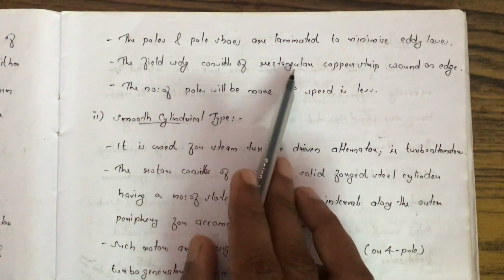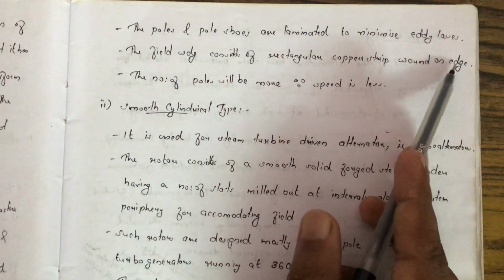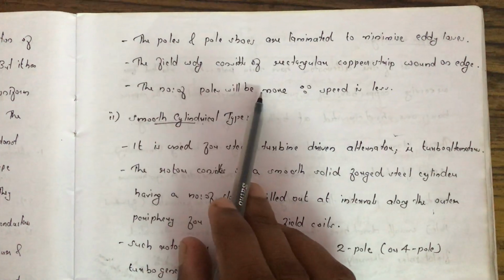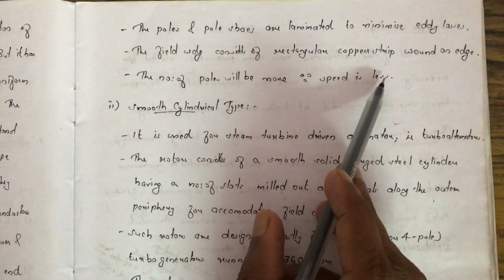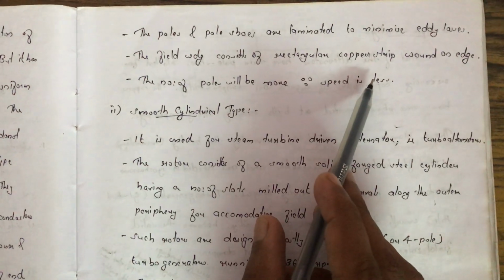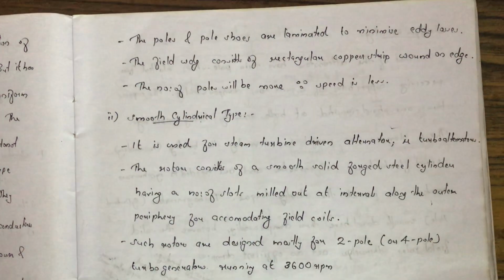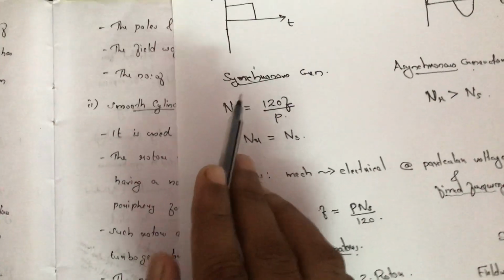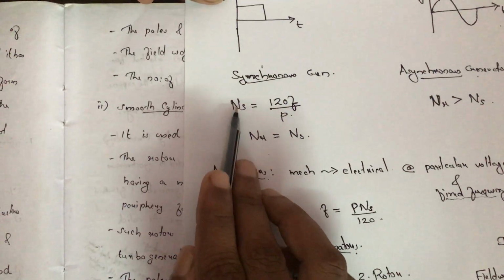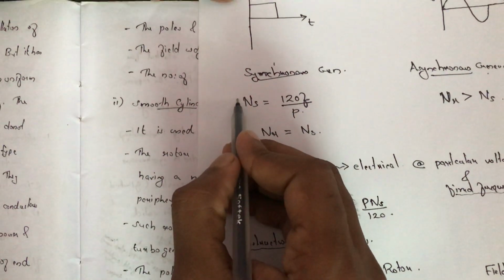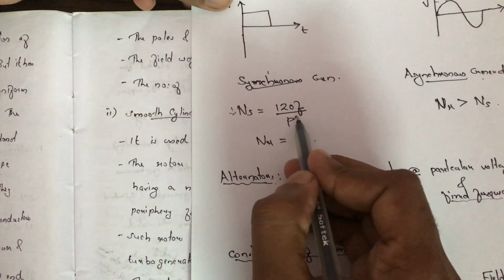The field winding consists of rectangular copper strip wound on the edge, and the number of poles will be more since the speed is less. Since the speed is less, the poles will be more. That is to keep a constant frequency. If the speed is less, we have to keep the number of poles more.